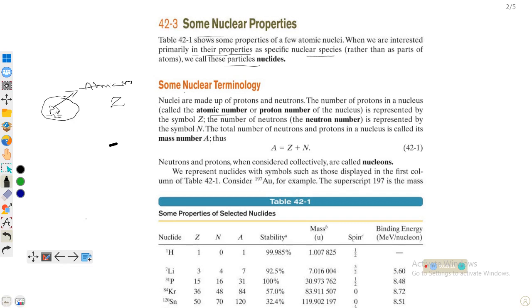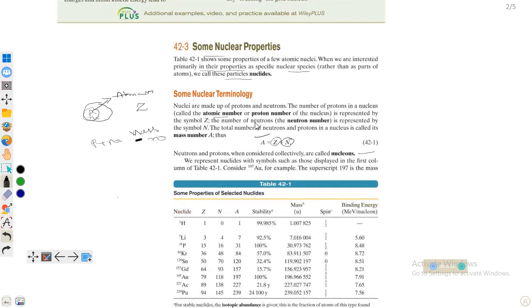The total number of protons plus neutrons is called the mass number, and it is represented by A. Z is the number of protons and N is the number of neutrons, so their sum is equal to A, the mass number. Neutrons and protons, when considered collectively, are called nucleons. So we use the word nucleons when protons and neutrons are meant collectively.